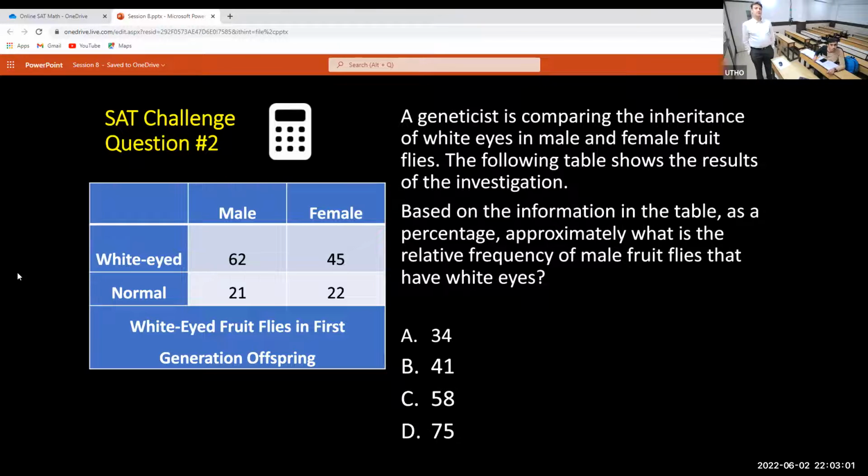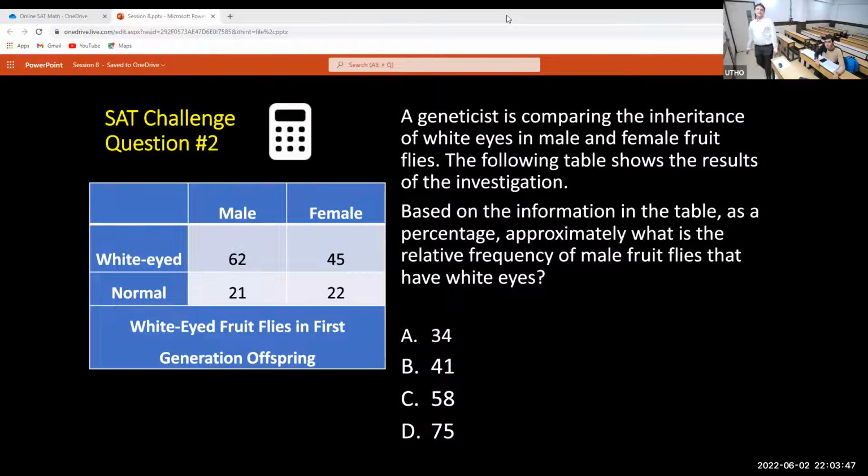Relative frequency of male fruit flies. Got it. So you may ask me what is relative frequency. You can hold on. Okay, your answer is registered. Let's see if it is right or wrong.